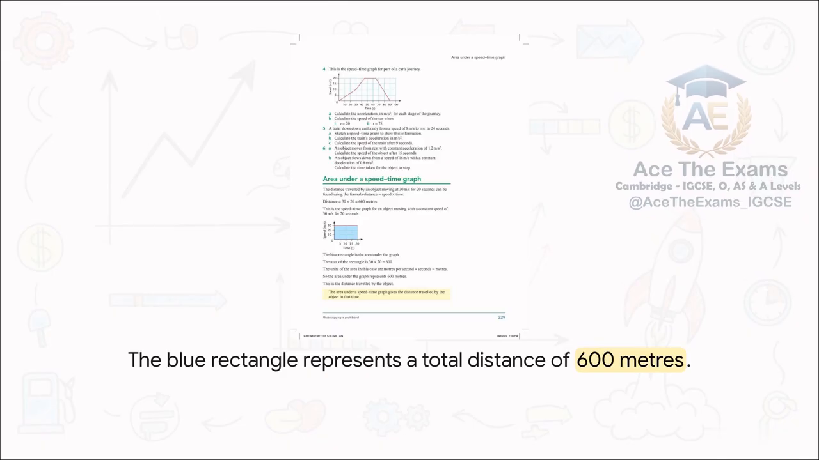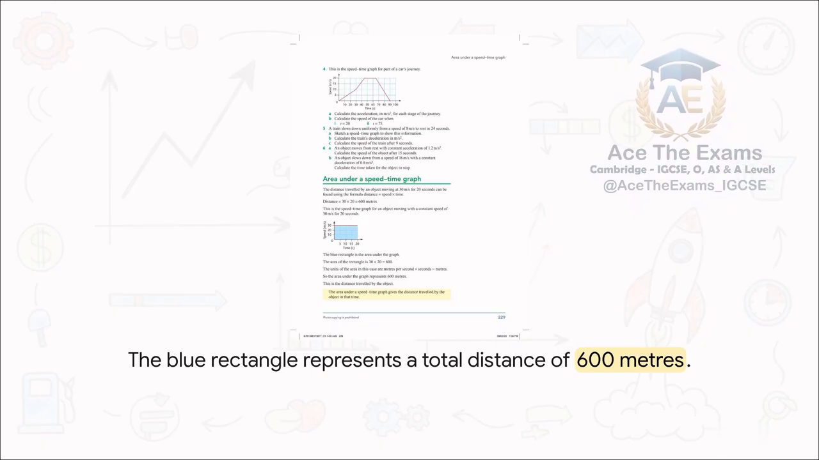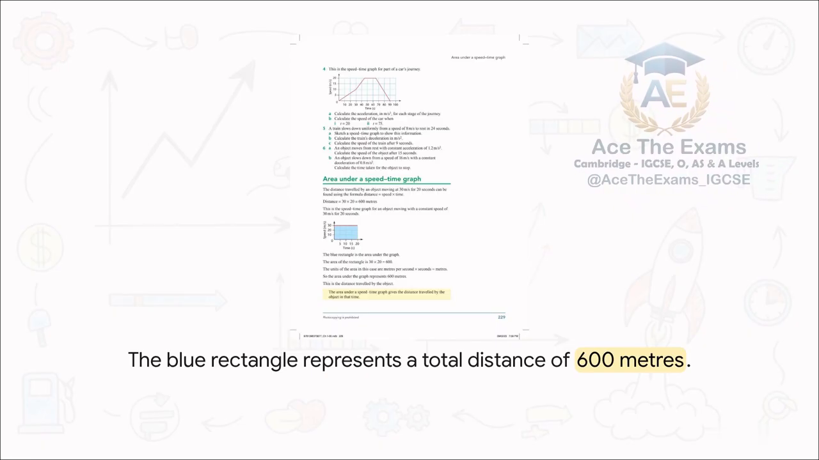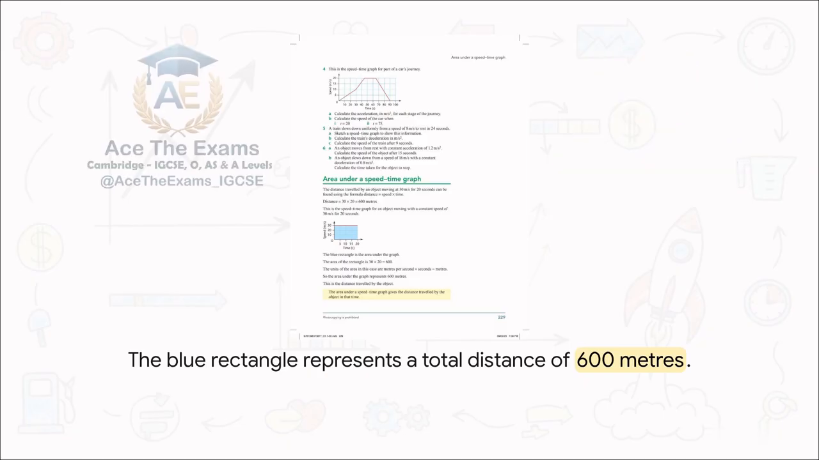The height is 30 meters per second. 20 multiplied by 30 is 600. The units mathematically cancel out to leave us with exactly 600 meters covered. It really is that simple when you step back, don't panic, and just break it down visually.